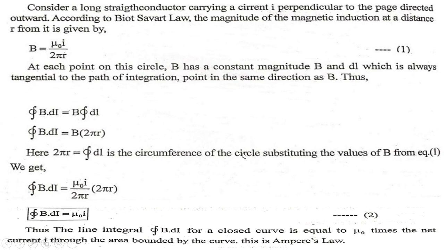Substituting the value of B from equation 1, we get the line integral of B dl equals mu 0 I upon 2 pi r times 2 pi r. So, the line integral of B dl equals mu 0 I. Thus, the line integral of B dl for a closed curve is equal to mu 0 times the net current I through the area bounded by the curve. This is Ampere's law.